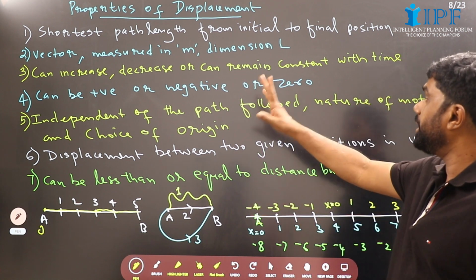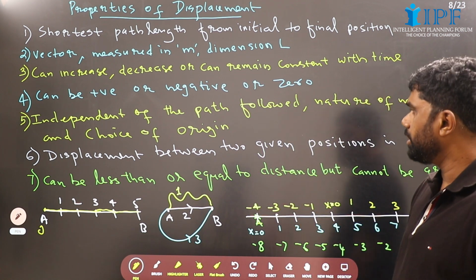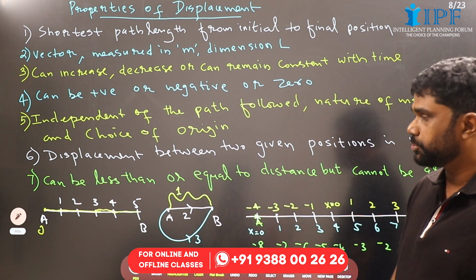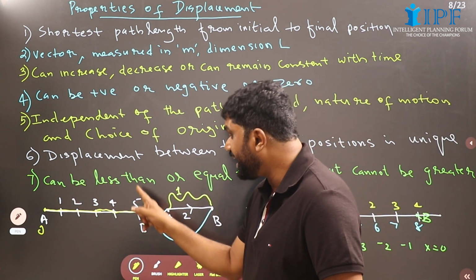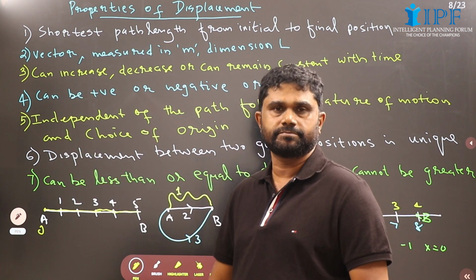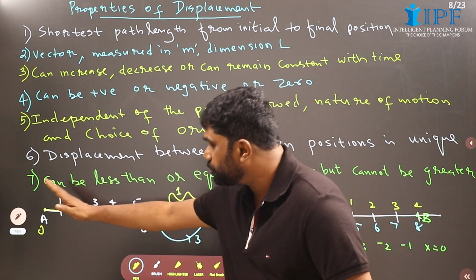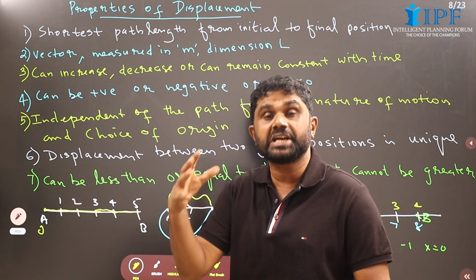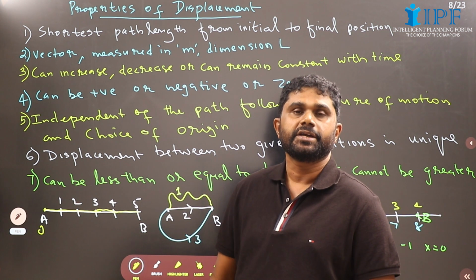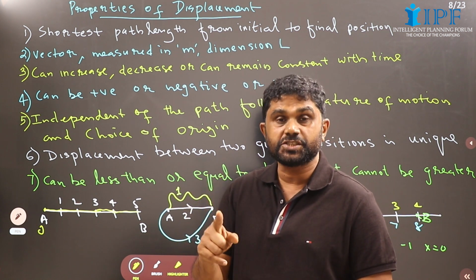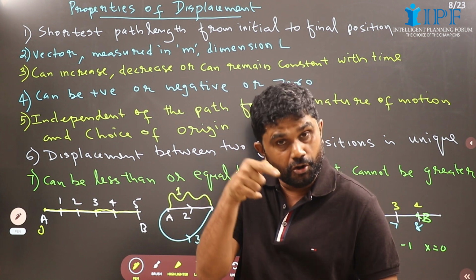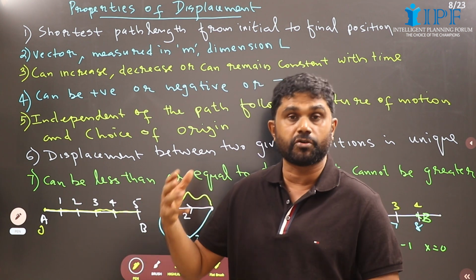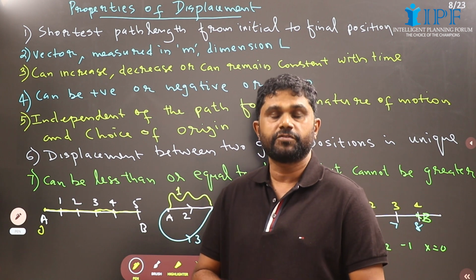Okay, then it is independent of the path followed. Okay, that we already discussed, and it is independent of the nature of motion. What does it mean, nature of motion? See, suppose the body moves from the position A to the position B with a constant velocity. Displacement is 5 units. Suppose it moves from A to B with increasing velocity. Displacement is still 5 units. And suppose it moves from A to B with a decreasing velocity. Then also displacement is 5 units. So displacement between two given positions is independent of the nature of motion, whether it is moving with a constant velocity or it is moving with a constant acceleration or variable acceleration or variable velocity. See, that nature of motion we should not consider.